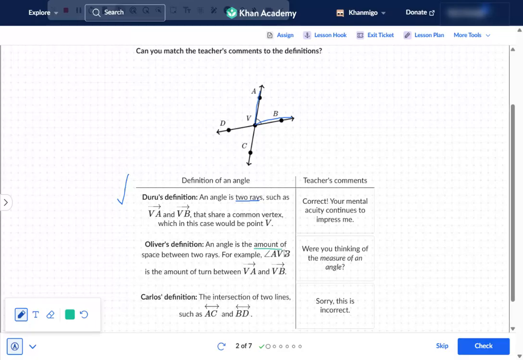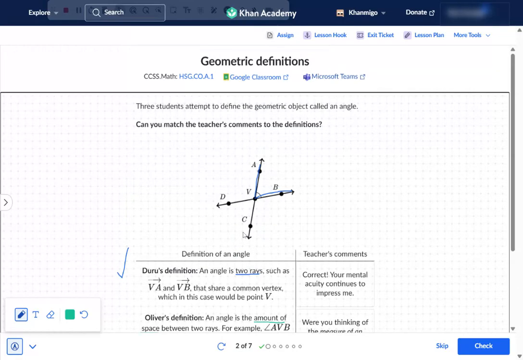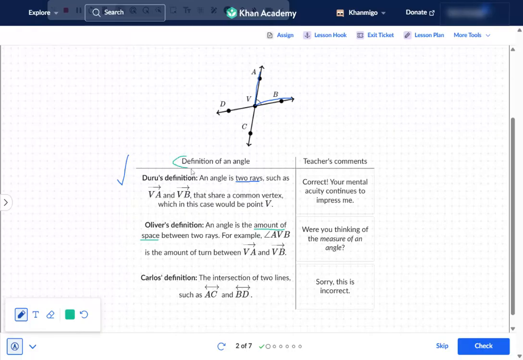So the amount of space, right? That sounds like it's going to be talking about a specific distance, a specific degree. Oh, and this, oh my gosh, I just noticed here. The goal is to find the definition of an angle. Okay. So my bad. I should have caught that first.